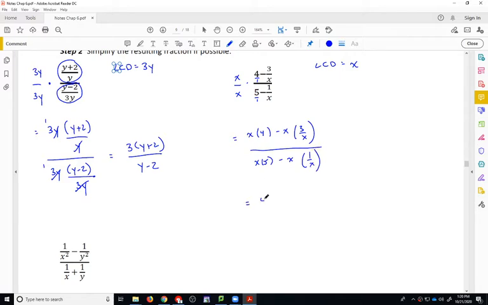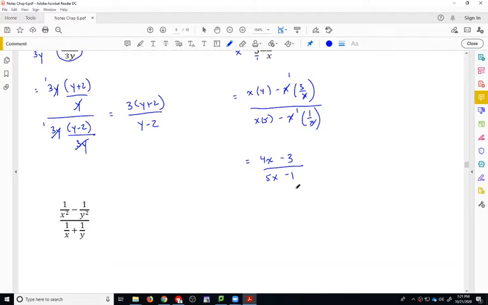So you're going to have 4x, and then x divided by x is 1, so minus 3. And here you're going to have 5x, minus x divided by x is 1, so minus 1. Same answer as we got before, a lot less work. So just make sure that you're really careful about your work, and then you should be fine.